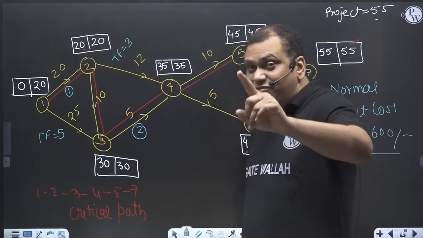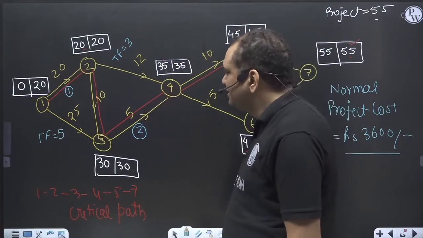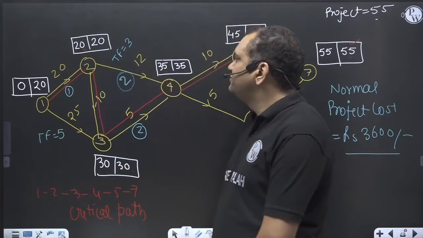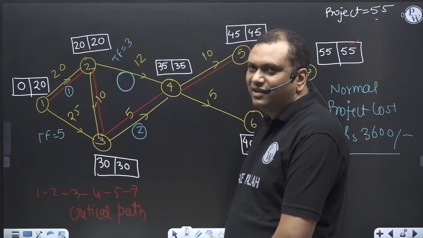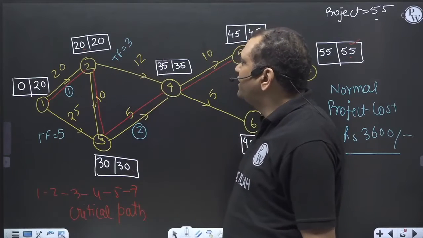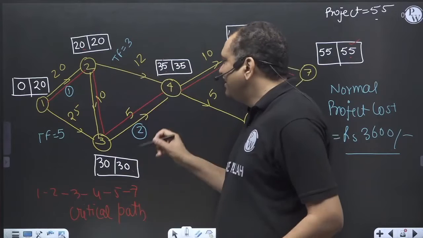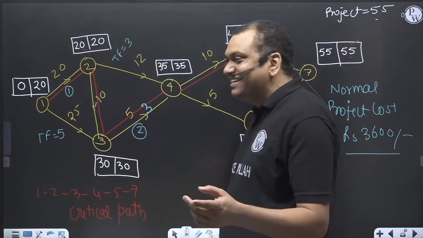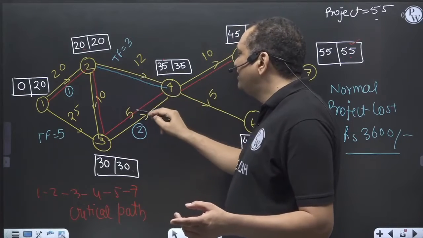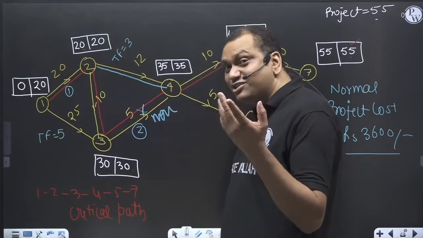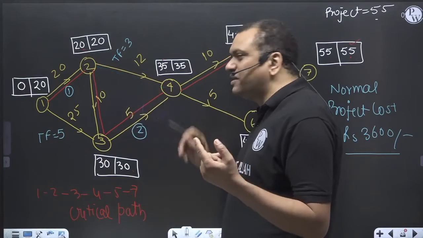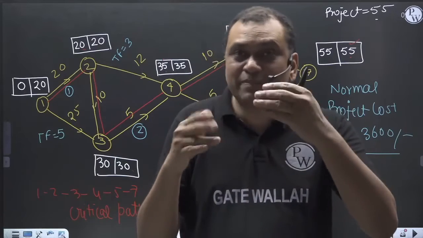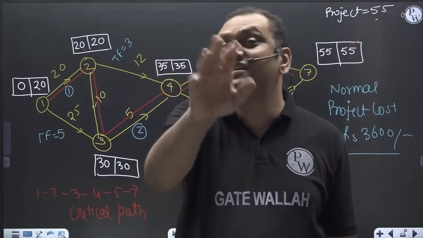You have to be very, very careful. Suppose the total float available on the activity 2 to 4 is 2. And if you crash this activity by 3 days, you know what will happen? This branch will become critical and this will become non-critical. There is no benefit. So unnecessarily you are spending money without decreasing the project duration.